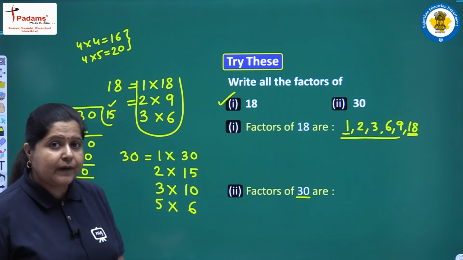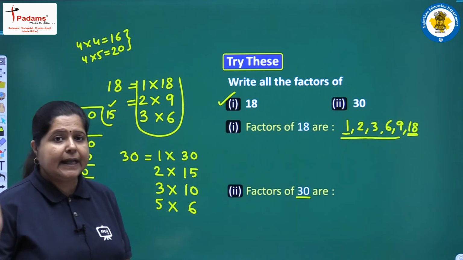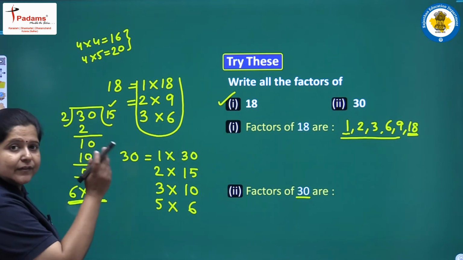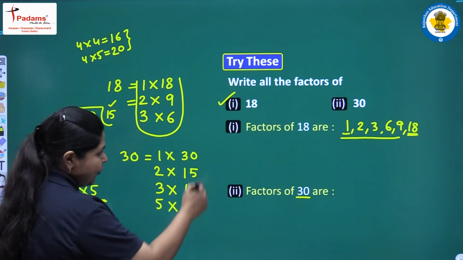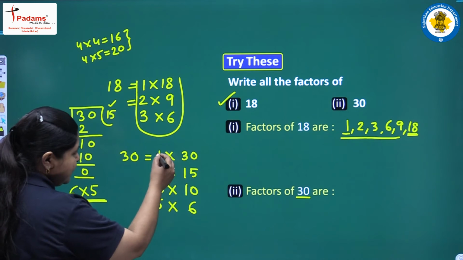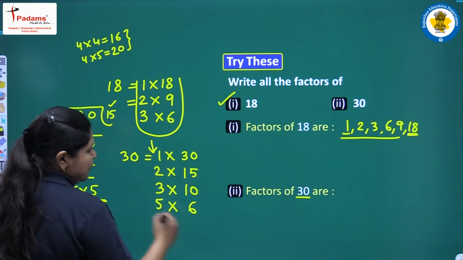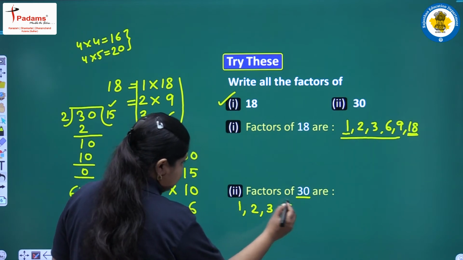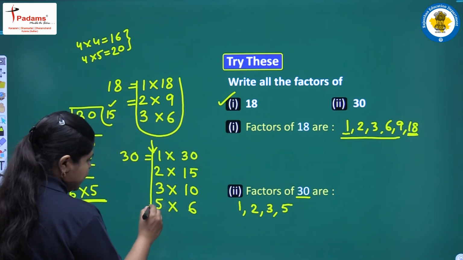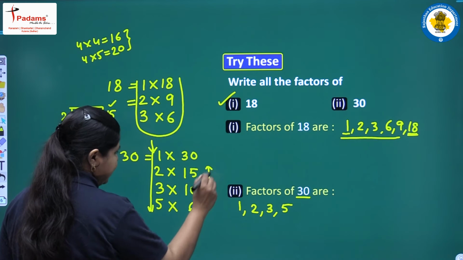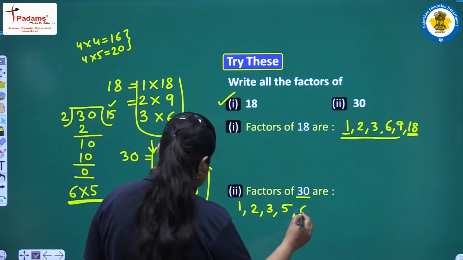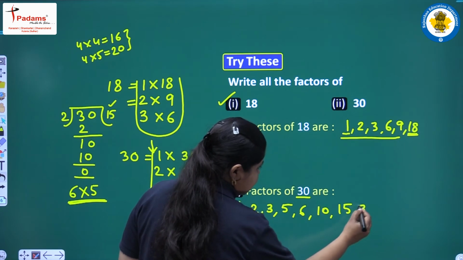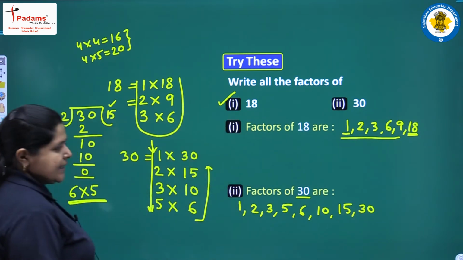We will not move further to the table of 7, 8, 9. No need to do that. Once the repetition starts, we will stop here and we have all the factors of 30 as, we will start from here, 1, 2, 3, 5 coming down in this way and then taking in this way, 6, 10, 15 and then 30 itself.